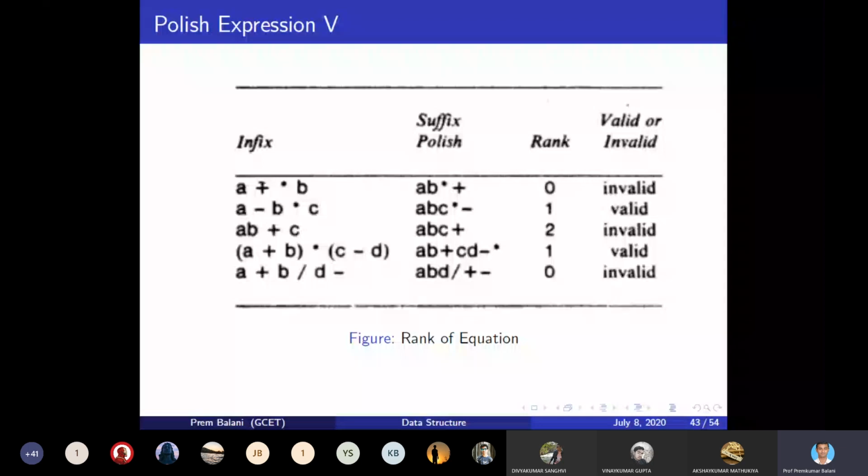So the rank is 0. For the second expression, the first character is an operand, so plus 1, then operator minus 1, then operand plus 1, then operator minus 1, then the last operand, plus 1. So 3 times plus 1 and 2 times minus 1, so the rank is 1. Is this clear? Can I go ahead? Any questions?